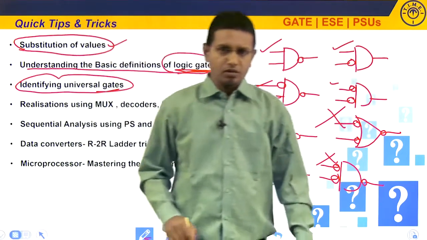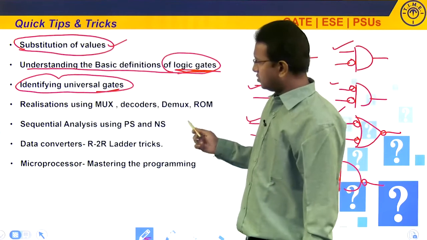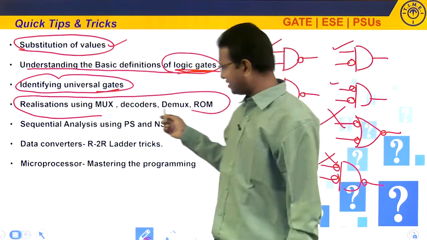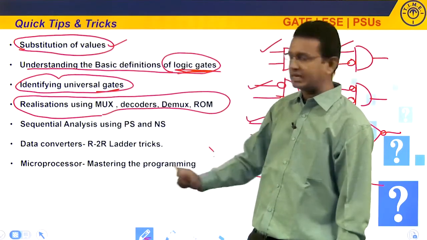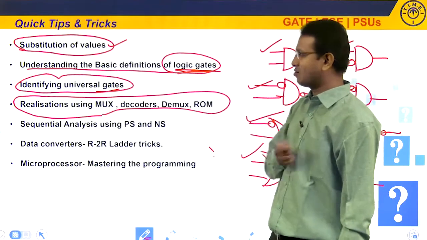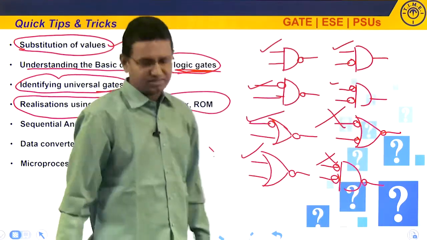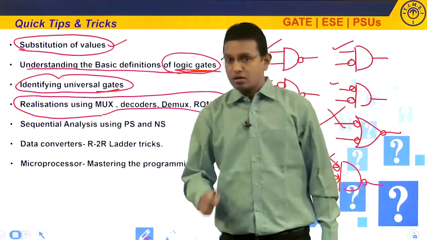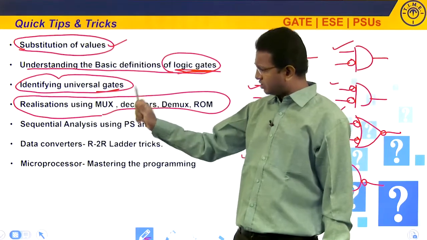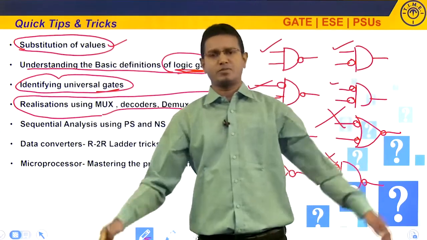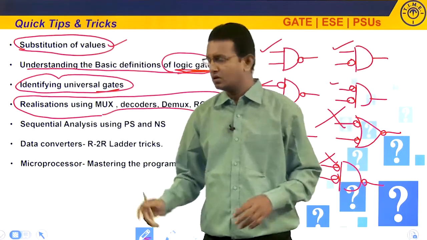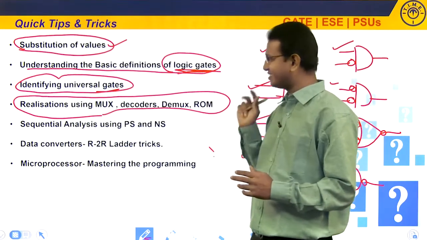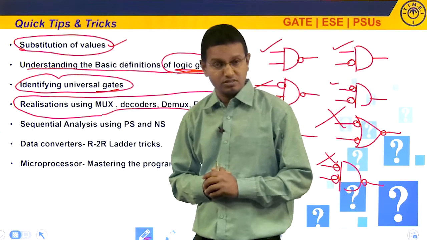Now, coming to the realization using mux. The next technique, or trick, or tip that you have to remember is for handling multiplexers, decoders, demux and ROM. These combinational devices, the mux, demux, decoder as well as ROM, as I told you, can be used to implement Boolean expressions. You can implement whatever you want. So remember, whenever you want to implement Boolean expressions using these four combinational devices, the trick you have to remember is as follows.